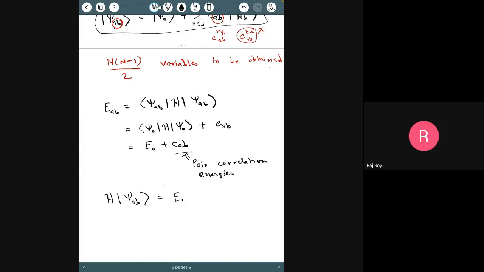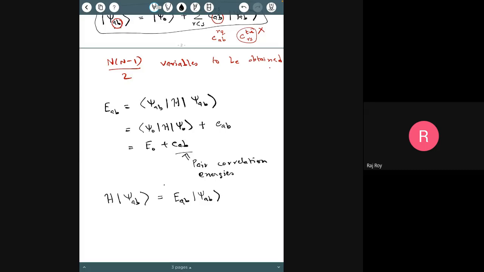Ma'am, how is the IEPA wave function different from the CI wave function? I mean, the difference is that we are excluding the other excitations in CI, singlet, triplet, and just taking the double excitations of CI.